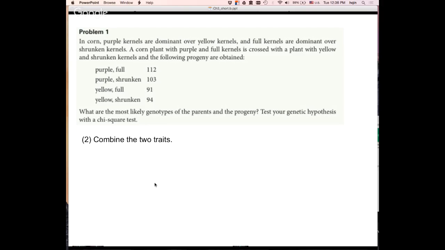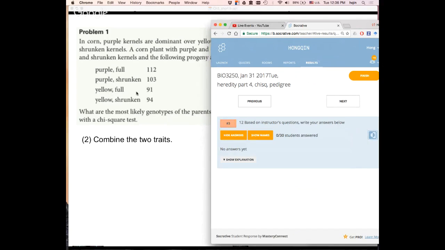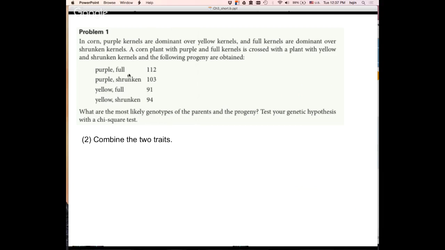Why don't I ask you to include that for credit? So the question is, write the number of phenotypes in the same order for each phenotype here. So based on this phenotype, write the number of phenotypes in sequence. That's the question. So we write the number. On the slide we have the purple full 112, yellow shrunken 94. Which one should go where? Write it in the same order as it appears on the board, not randomly, right?